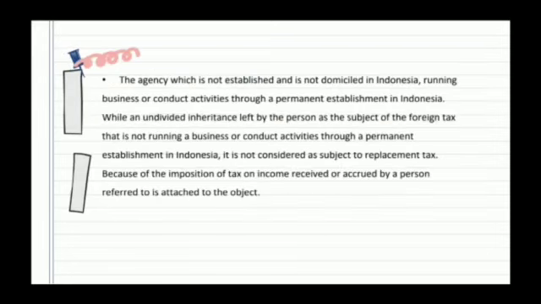Next. The agency which is not established and is not domiciled in Indonesia, running business or conducting activities through a permanent establishment in Indonesia, while an undivided inheritance left by the person as the subject of the foreign tax, that is not running a business or conducting activities through a permanent establishment in Indonesia, is not considered as subject to replacement tax because the impositions of tax on income received or accrued by a person referred to is attached to the object.